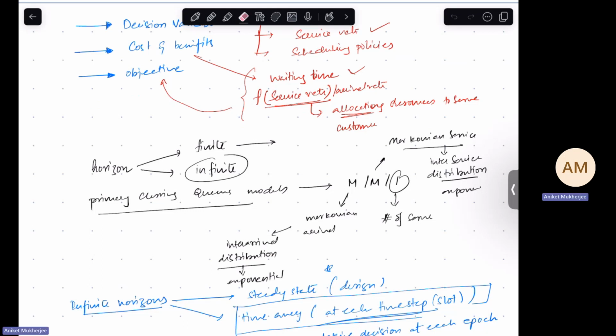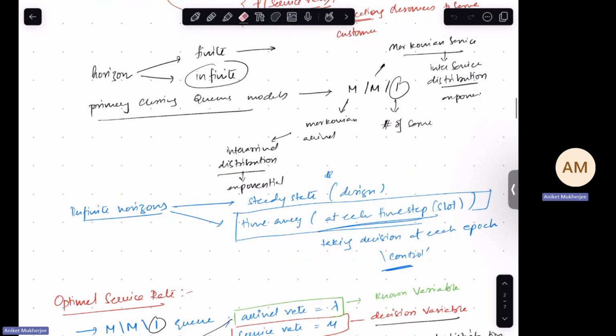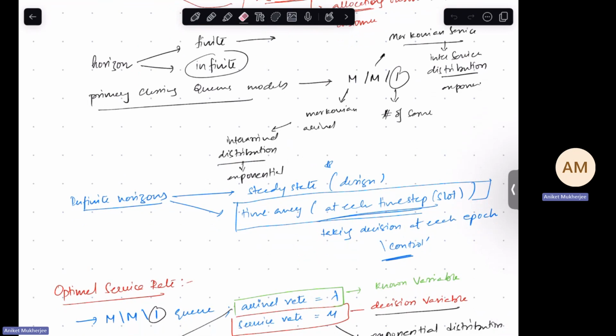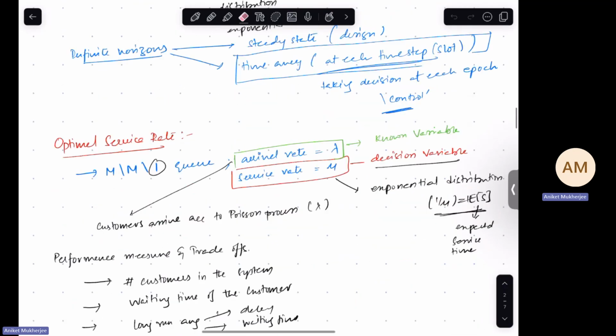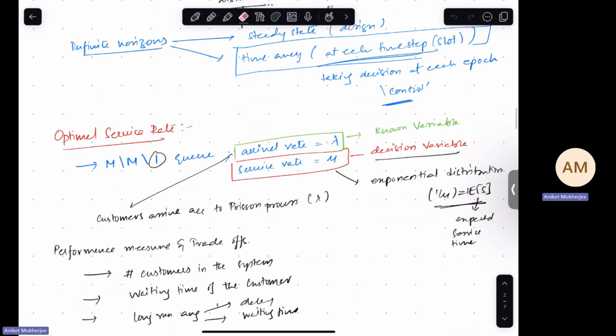Markov CTMC, you model the service by CTMC, and one means that you have one server there, right? Infinite horizons will use steady state analysis for design and time average for time slot step. That is one month.